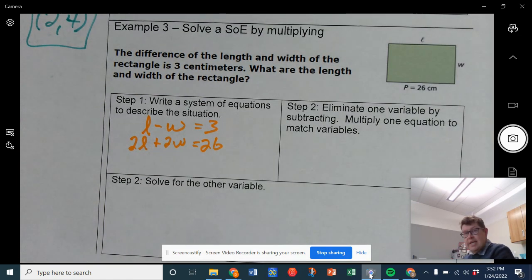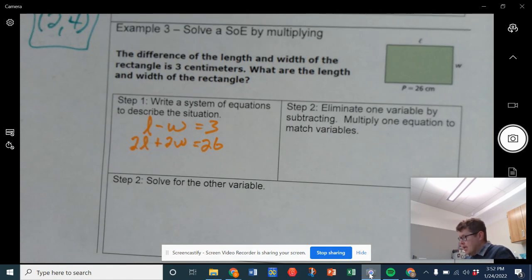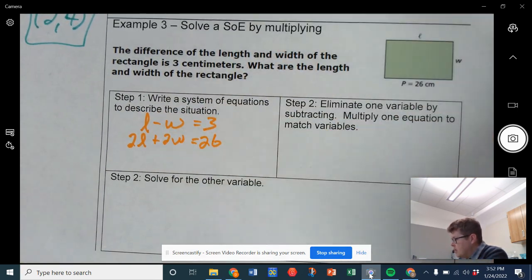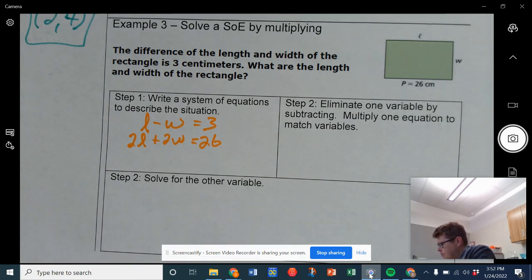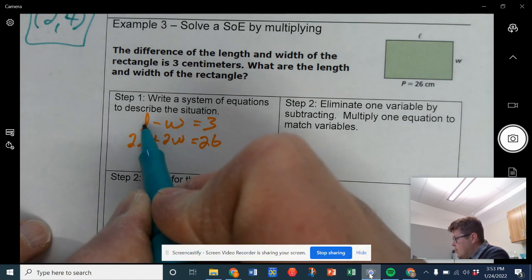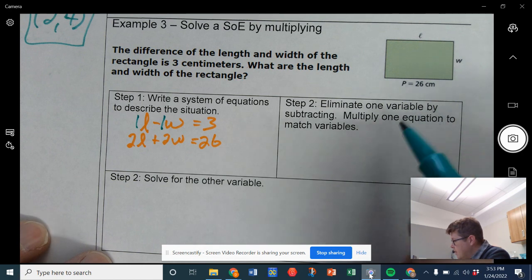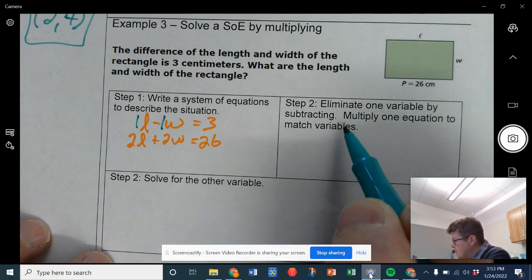And this is where this type of one gets a little tricky, because what we can see here is we don't have any matching coefficients, right? So we don't really have anything we can just add or subtract. So what we do is we figure out a number to multiply to get rid of one of these variables, right? And so what we can do is we can actually match, because 1 times 2 is 2. So we're going to multiply one equation by 2, right?